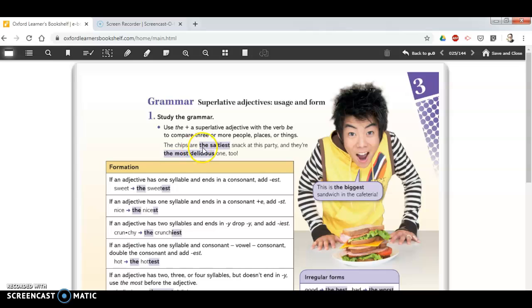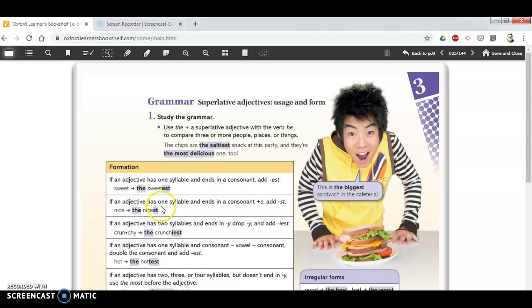So the chips are the saltiest snack in this party. They're the most delicious one too. So in this case, the chips, the saltiest. Okay, why in this we have EST at the end, and in this one we don't? Let's check the rule. If an adjective has only one syllable, like sweet, we don't say the most sweet. No, that is incorrect. We say the sweetest.